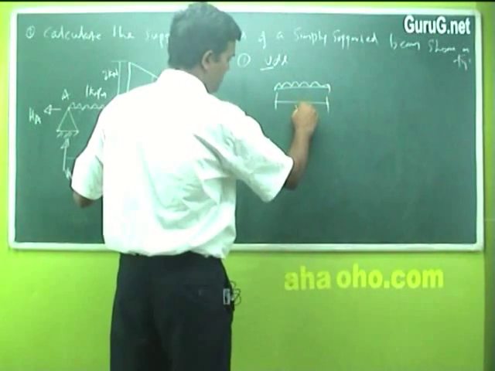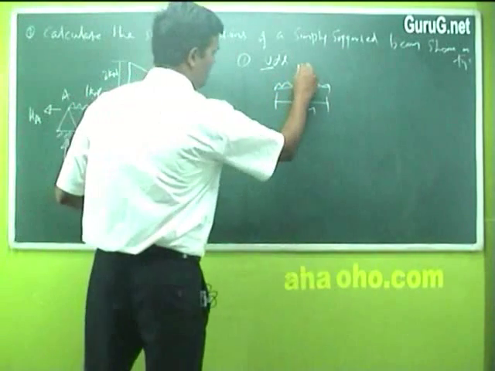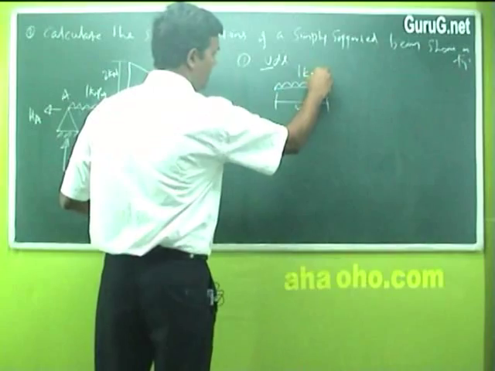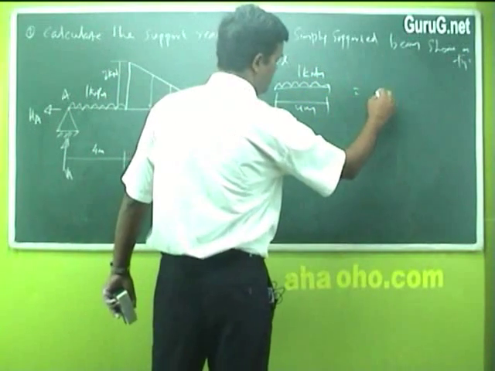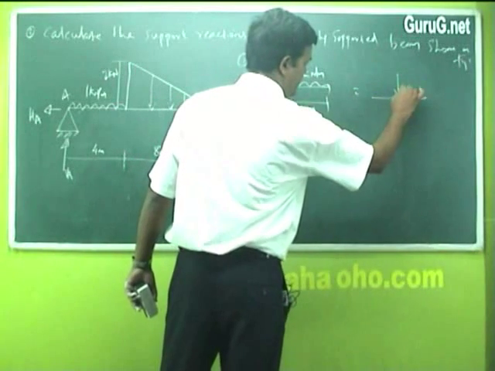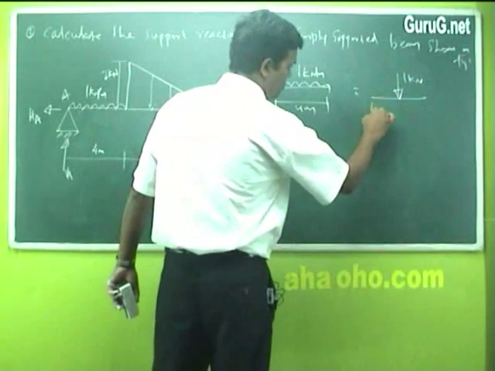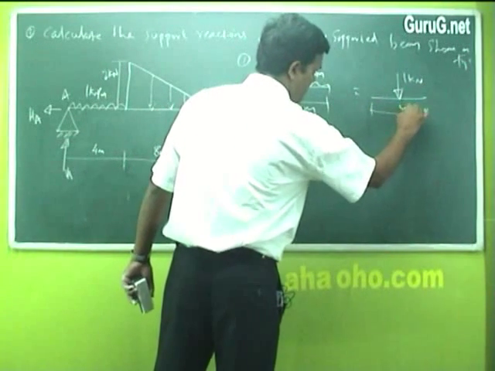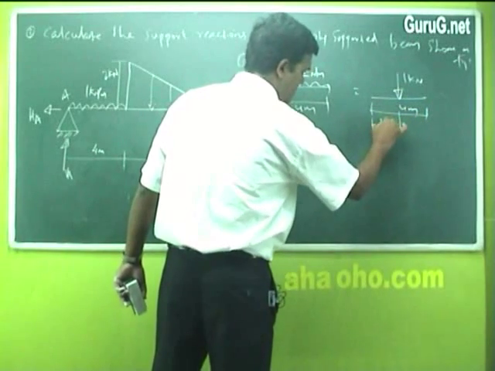Span is 4 meter, given as 4 meter length. And it is given as 1 kilonewton per meter is the question given. Now how do you convert this? This 1 kilonewton is supposed to be acting at center. 1 kilonewton is the force. Total length is 4 meter, and since it is acting at the center, it is at 2 meters.